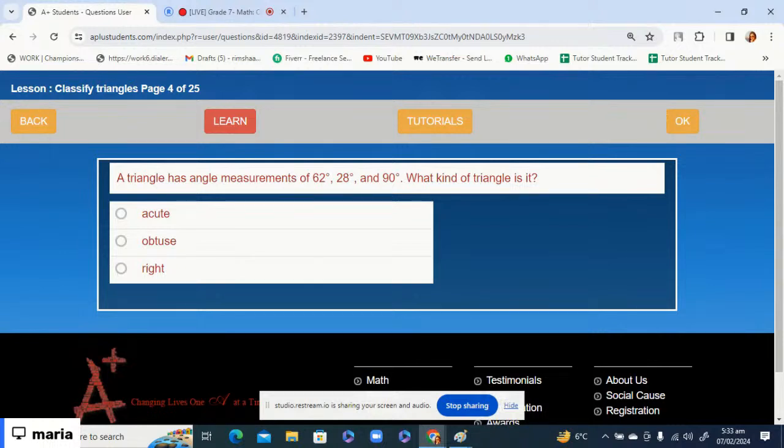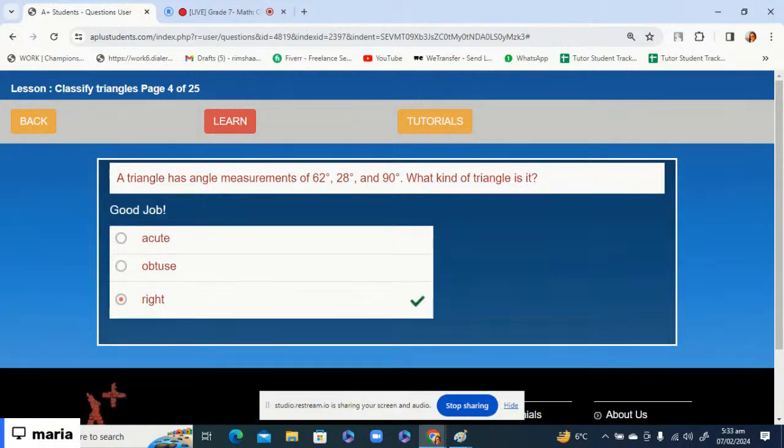A triangle has angle measurements 62, 28, and 90. What kind of triangle is it? There is an angle of exactly 90, and exactly 90 is a right angle. So we can say that it's a right triangle.